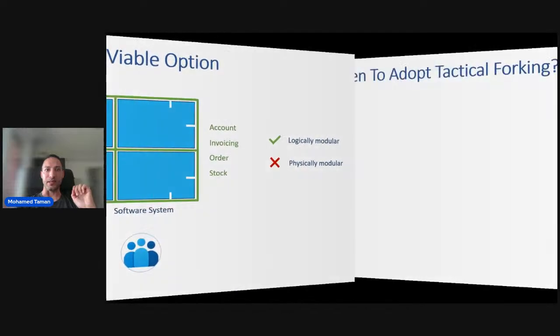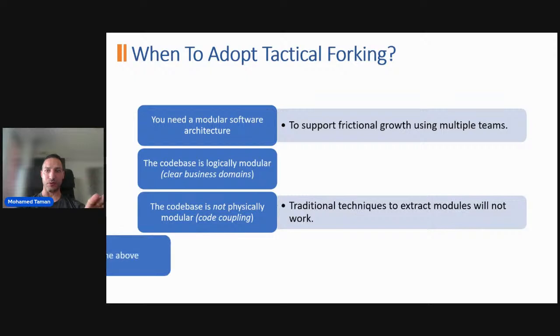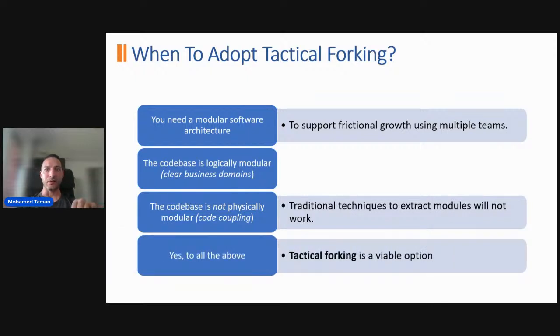So when to adopt tactical forking? I have summarized the questions for you here in a simple cheat sheet so that you can ask yourself the same questions to determine when to adopt tactical forking. If you answer yes to all these questions for your software project, tactical forking might be the viable strategy to grow your software and your team. And this is very important. I will not repeat the summary. You can take a screenshot of this, and you will find it when we share the presentation.